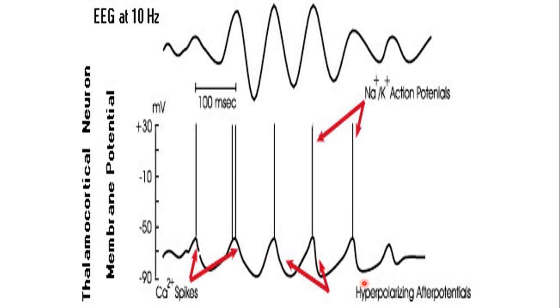So the requirement is that you need the hyperpolarizing afterpotentials. You have to go beyond minus 60, all the way down to about minus 85 in this case, before we generate this rhythm. You're going to see in a few minutes that if we don't have these hyperpolarizing afterpotentials, we don't get the calcium spikes, and we don't get this rhythm. We don't get this synchronized rhythm like we're seeing here that's at the same frequency as the EEG we're recording up here from the scalp.